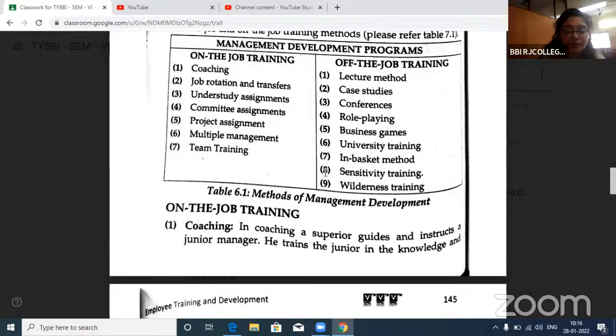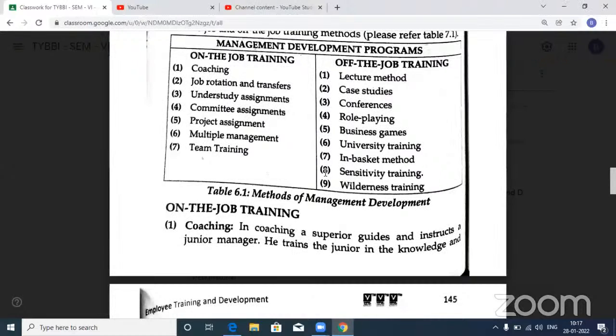Hands-on training: when I have done a sum on the board, now you need to do it the same way. Suppose I'm teaching you Tally software. After teaching, I'm telling you now you do it practically. That is known as hands-on training. Are you getting my point? Yes, ma'am. Okay.